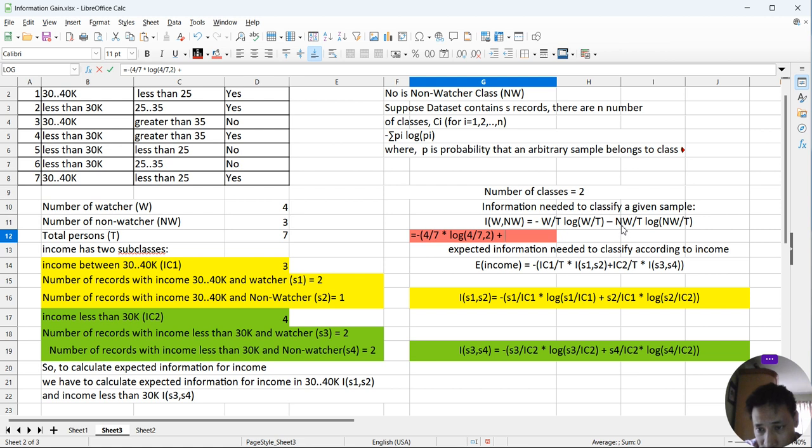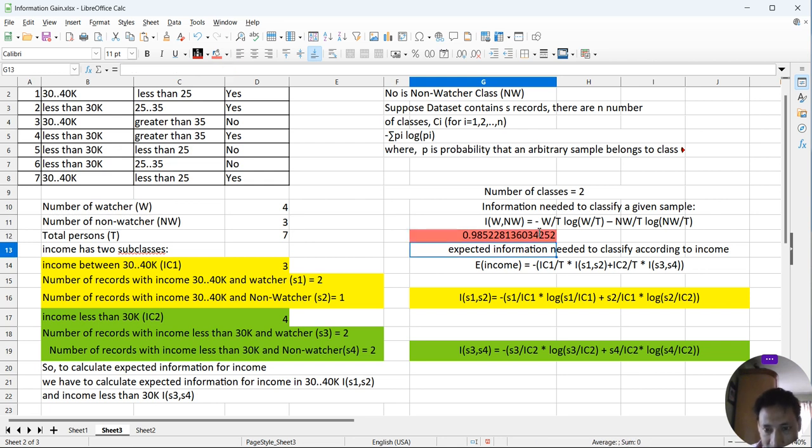Now this NW, that is non-watchers, is 3, T is 7, multiplied by log 3 by 7, base is 2. Now let's see, this is the value. In this way we calculate the value of information needed to classify a given sample.